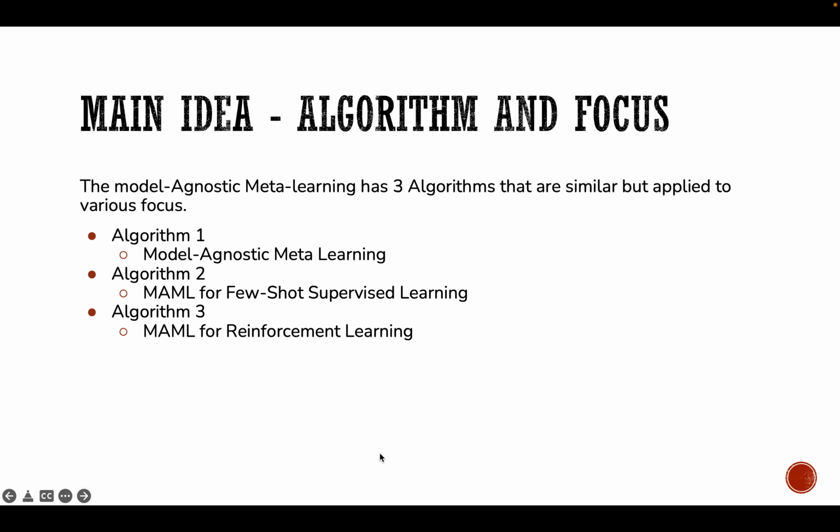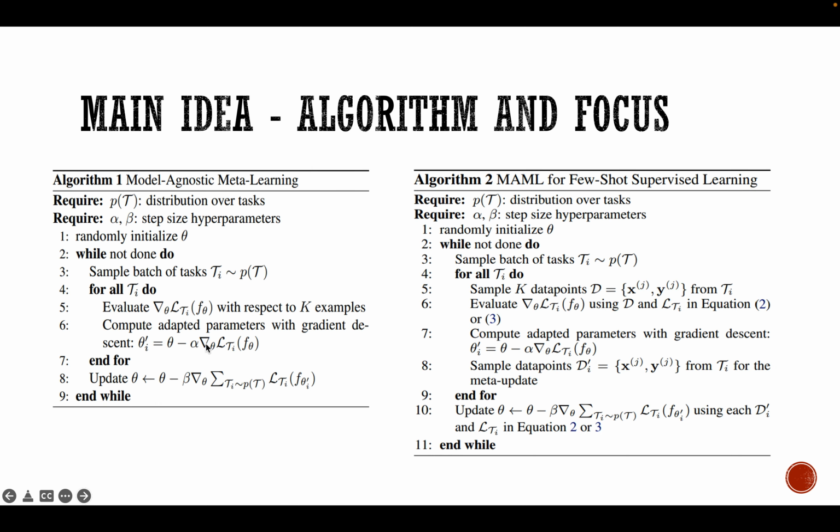So the paper introduces three model-agnostic meta-learning algorithms that are similar but applied to various focuses. The first is the base class in which model-agnostic meta-learning can be used for generic tasks. The rest of the two are more direct ones. Algorithm 2, MAML, is used for few-shot supervised learning, and algorithm 3, MAML, is used for reinforcement learning. So here you can see the algorithms for models 1 and 2. In my final project, I am planning on concentrating on algorithm 2, the MAML for few-shot supervised learning.